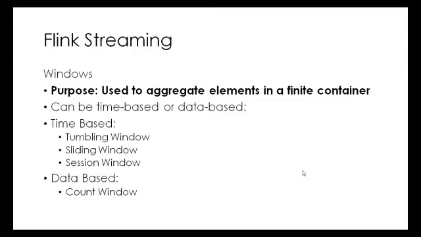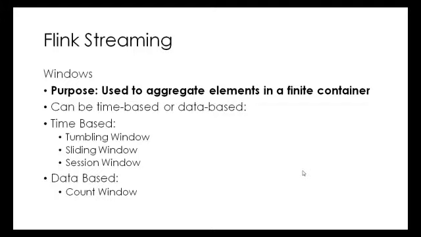Windows have two main categories: you can have time-based windows, or you can have data-based windows. For time-based, you have three categories: a tumbling window, a sliding window, and a session window. For data-based, the out-of-the-box window is called a count window, so you'd be notified when you've seen a certain number of events of a certain type.